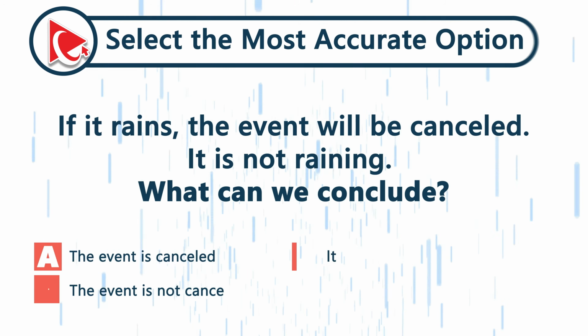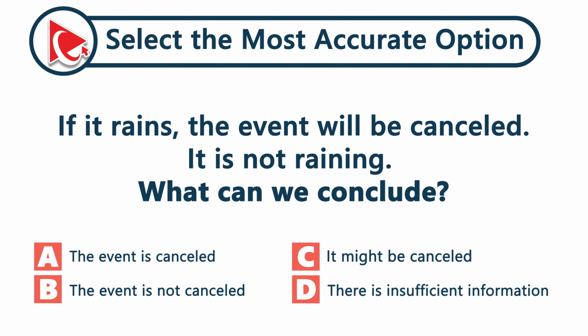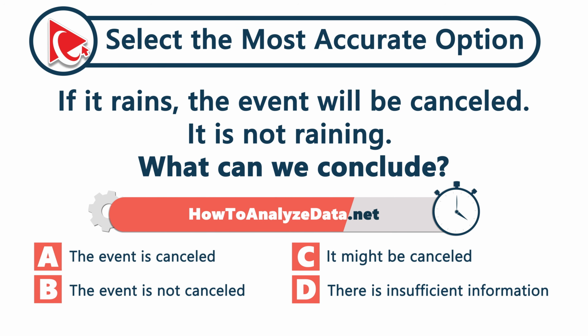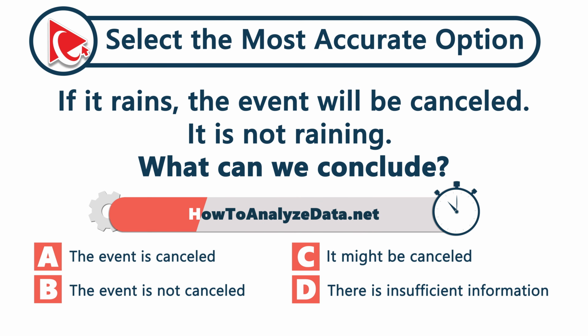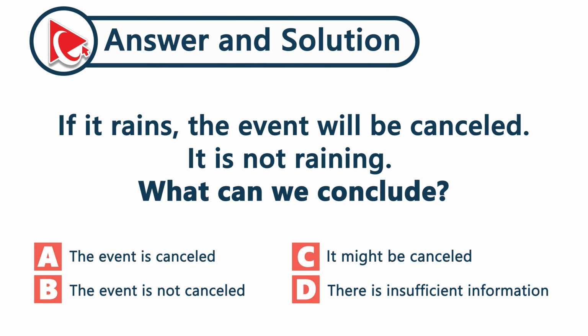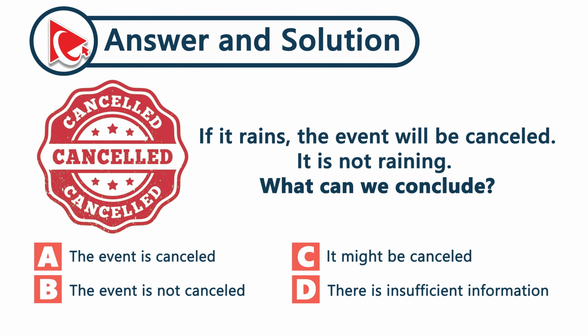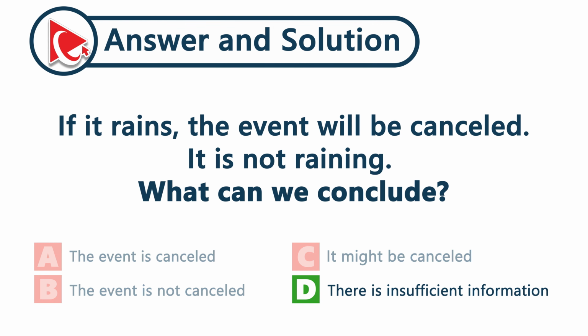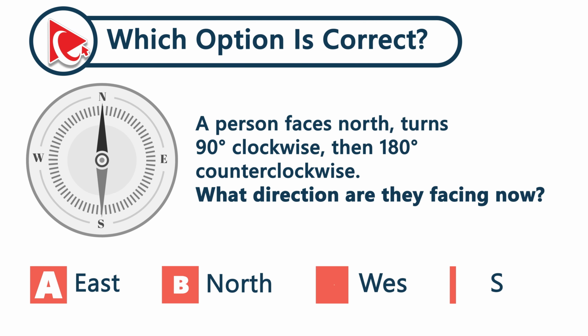If it rains, the event will be cancelled. Today it's not raining. So, can you tell for sure if the event is still on? Here's the catch. The rule only tells us what happens if it rains. But it doesn't, so we're left guessing. Maybe it's cancelled for another reason. So the only solid conclusion is choice D. There's insufficient information.